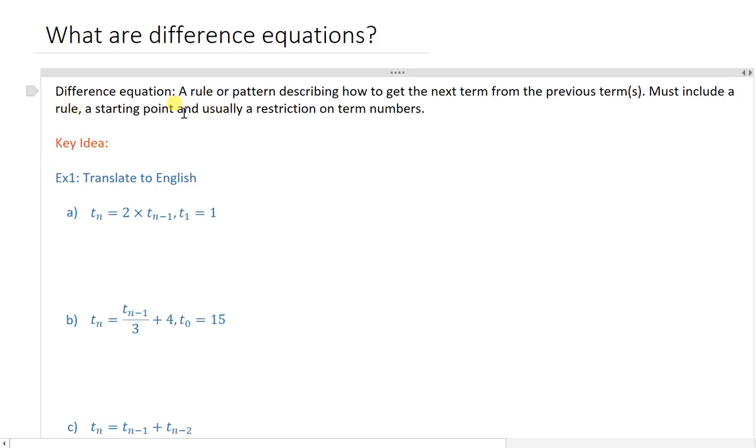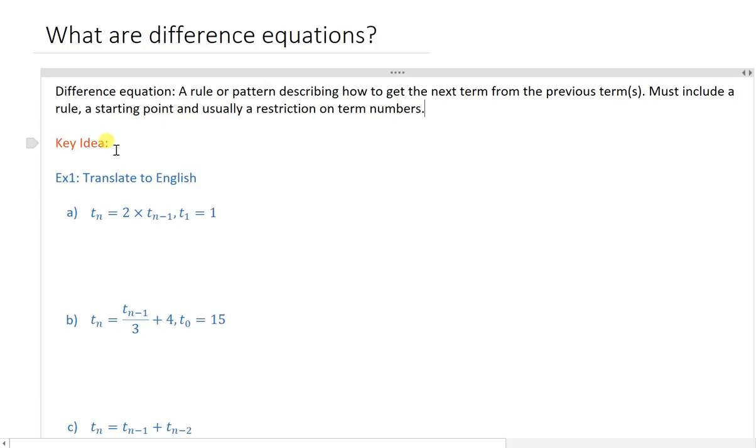If you've got a rule, that's lovely, but if you don't know where the sequence starts, it doesn't do you much good, and vice versa. The third, which is a good idea but you generally won't lose marks if you forget it, is a restriction on the term numbers. If you want T1 to be your first term, you can say where n is greater than or equal to 1. Or if you want to start with the 0th term, term naught, then where n is greater than or equal to 0. But it definitely has to have a rule and a starting point.